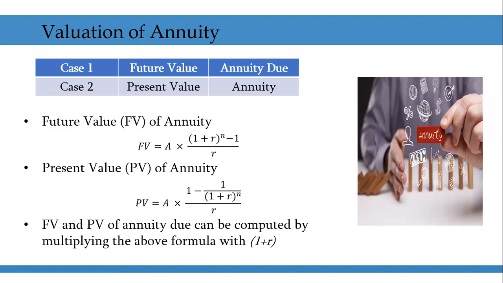When we are dealing with annuity due, that means an annuity that starts immediately, it's also called immediate annuity. In that case, the above formula has to be multiplied with 1 plus r for both present value and future value. Now let us see, without using any of these formulae, how we can straight away do this calculation using Excel.